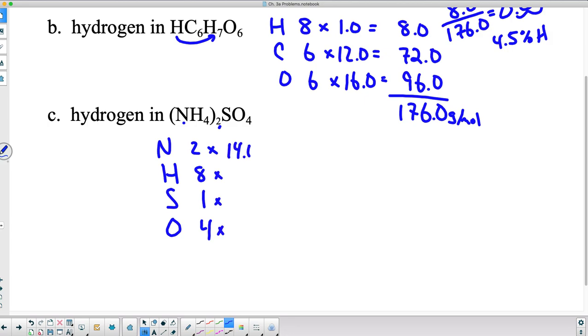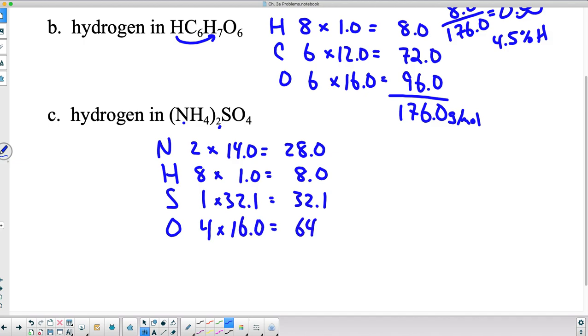For N, it's 14.0. That gives me 28.0. For H's, it's 1.0. That gives me 8.0. And for sulfur, it's 32.1, which gives me 32.1. And for oxygen, it's 16.0, which gives me 64.0. I add them all up. 28 plus 8 plus 32.1 plus 64 equals 132.1. I'm looking for the H, so 8.0 divided by 132.1.